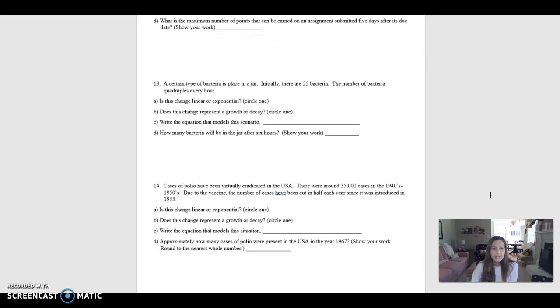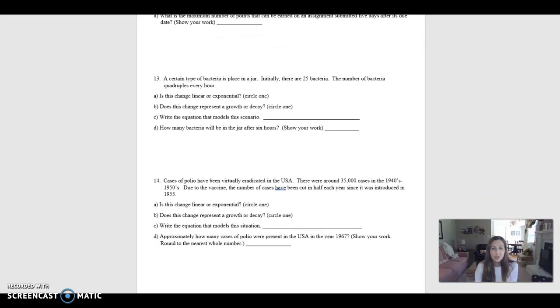Number 13, a certain type of bacteria placed in a jar. Initially, there are 25 bacteria. The number of bacteria quadruples every hour. The key word there is quadruples. What does that mean? And the last one, number 14, cases of polio have been virtually eradicated, okay?